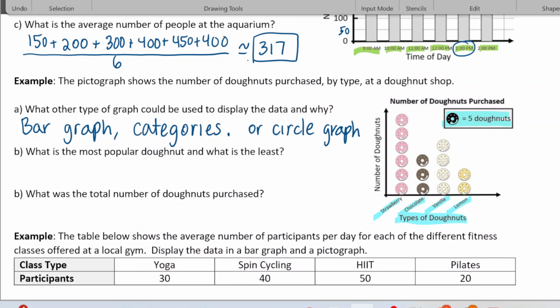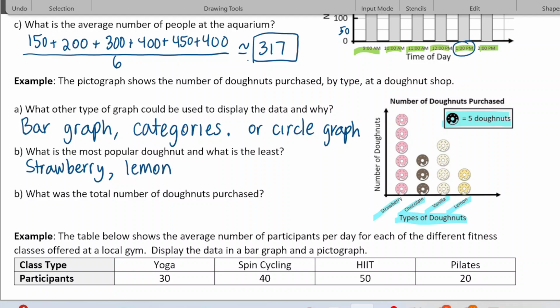Which donut is the most popular? So the most popular is the one that has the most donuts. So strawberry. And that's why pictographs are great. You can kind of see things quickly. You can see patterns and trends really quickly just by looking at the picture. And then lemon is the least popular.